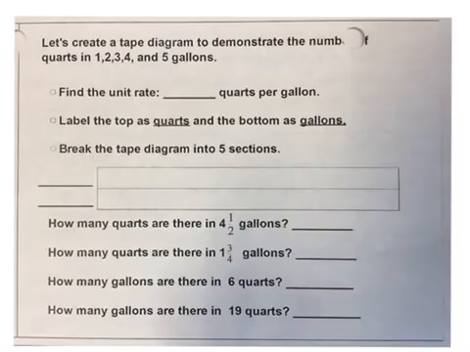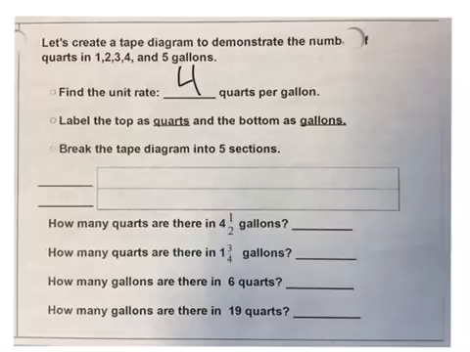In order to solve this problem, we're going to have to know that there are 4 quarts per gallon. I would go ahead, read the problem, create your tape diagram. You're going to hit pause. Once you're done with your tape diagram, hit play, check the tape diagram. Then you're going to go ahead and answer the questions once you know your tape diagram's correct. You'll hit play again, and then you can check your answers.